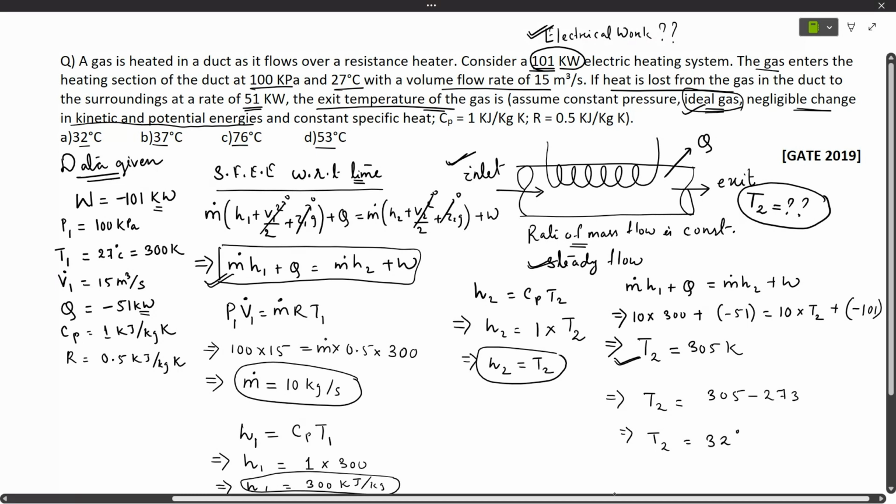So this is the final answer for the given question. Here it is clearly visible that option A is the right answer.